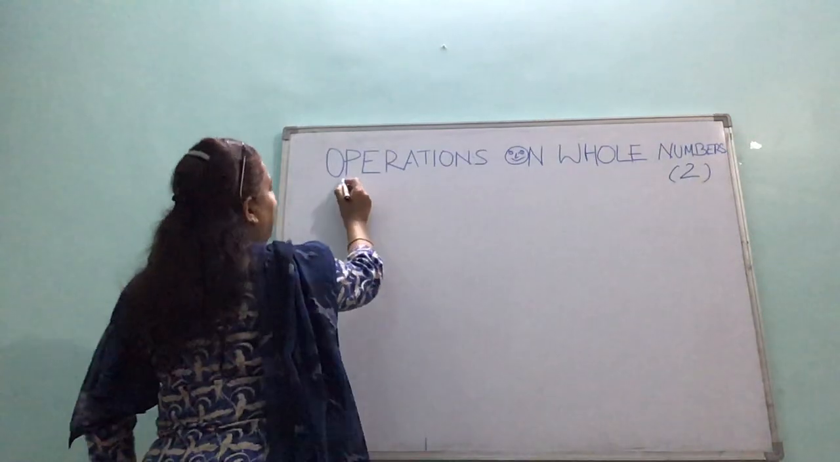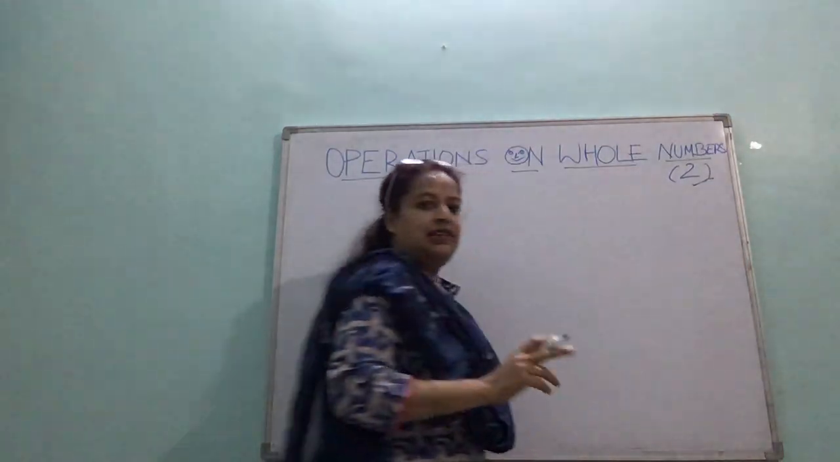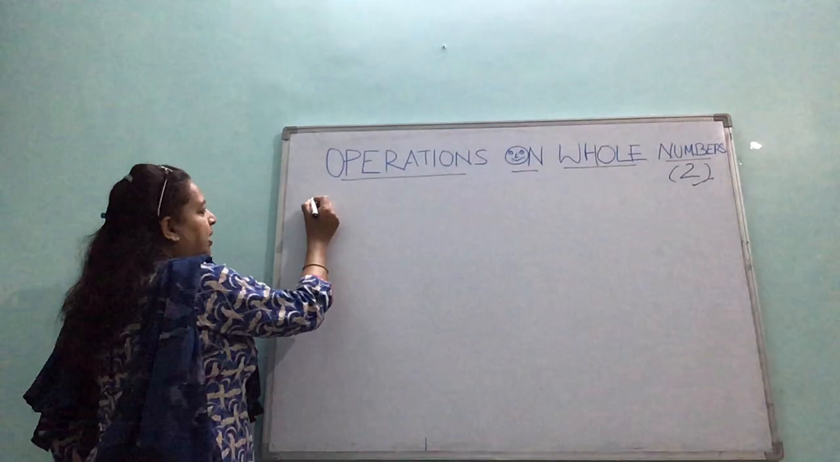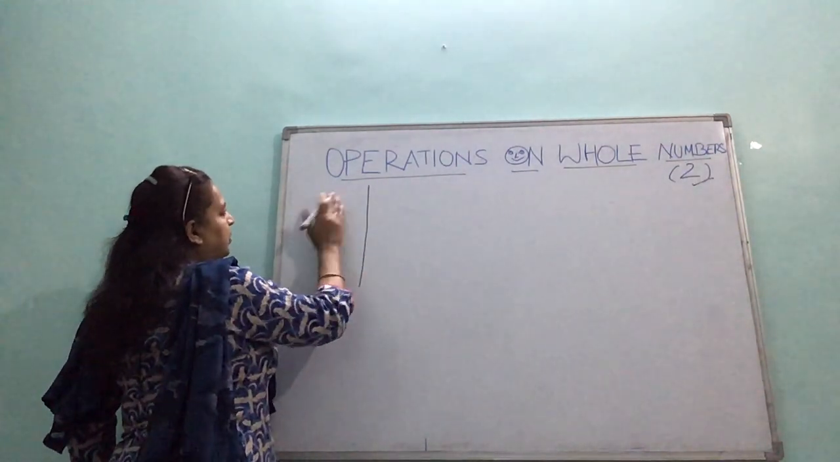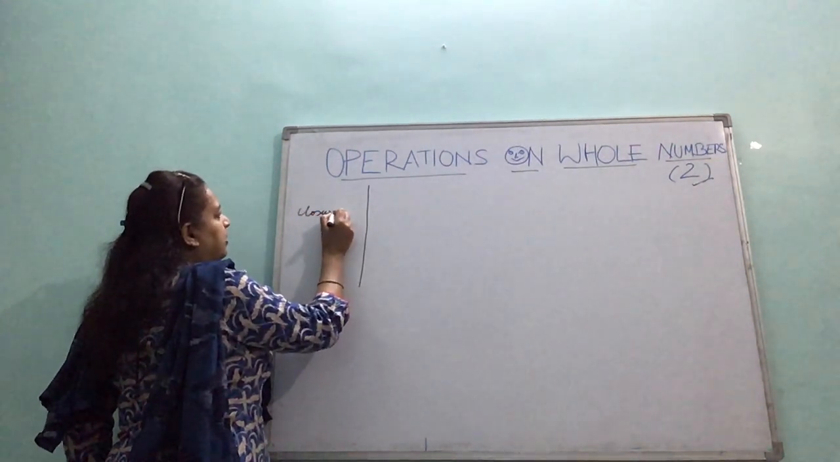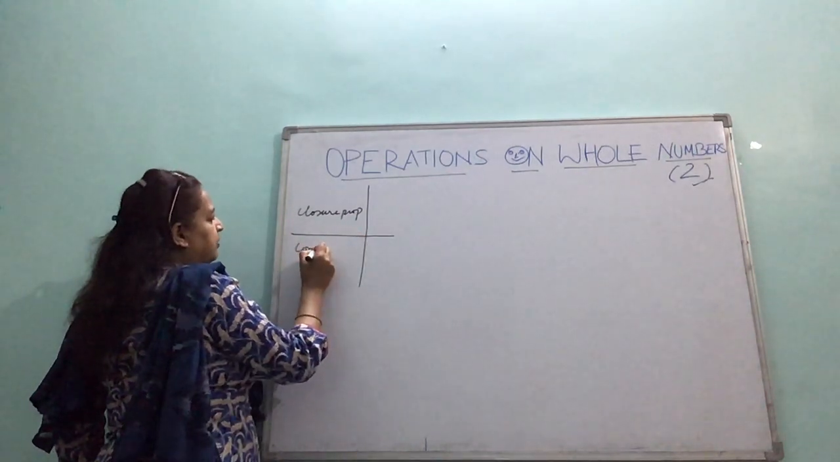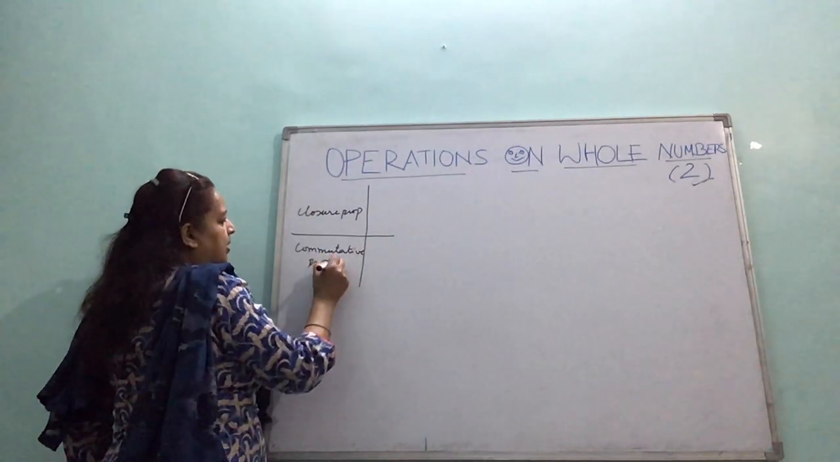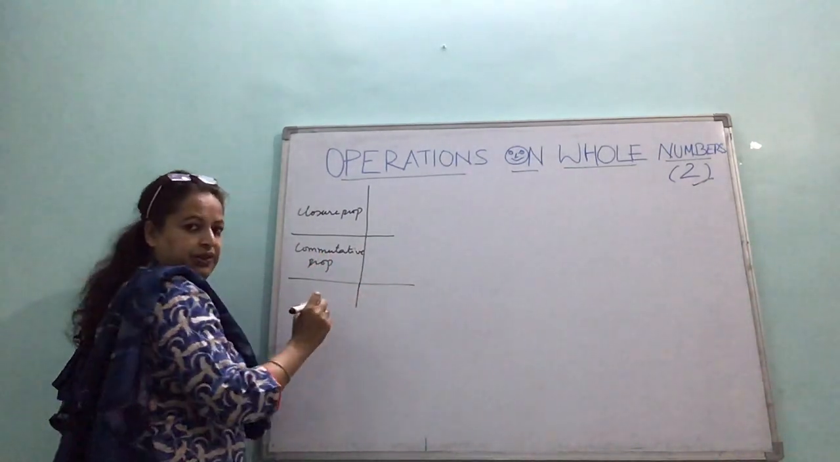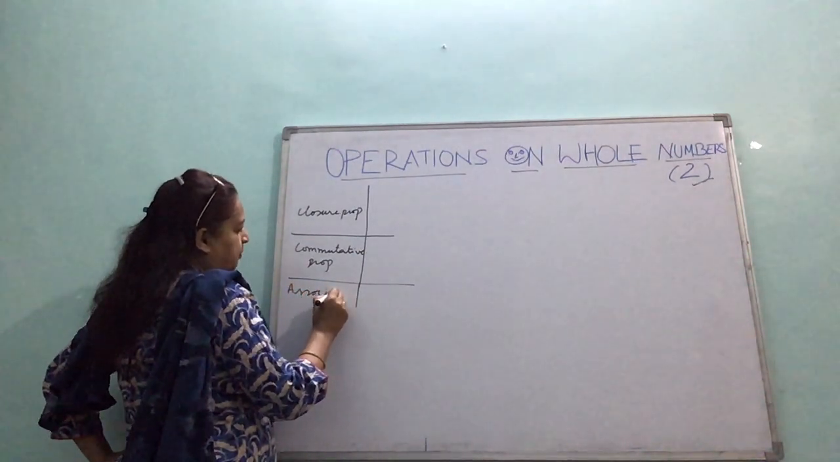So this is my second class on operations on whole numbers. The first video, you should see that. Let's see the properties of addition: closure property, commutative, associative. All this I have discussed in my first video.